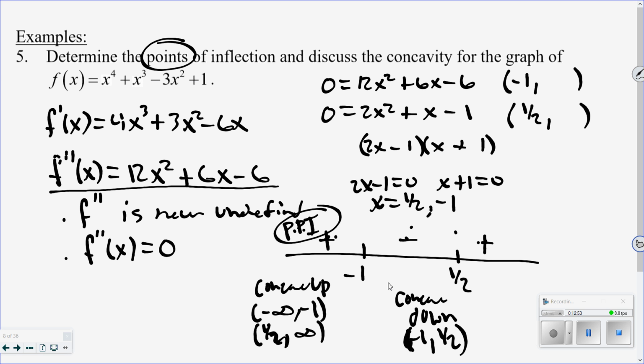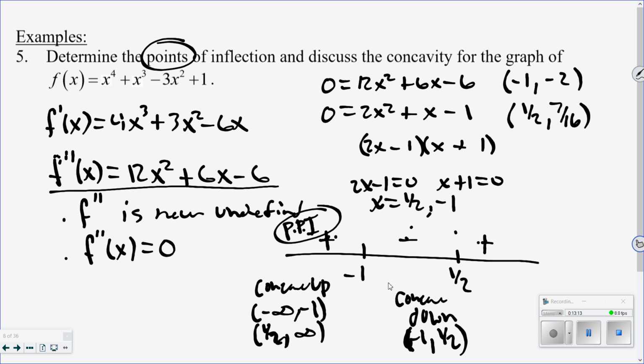Now, if I want to find the y-coordinate, I've got to plug those numbers back into the original function. So I plug -1 into the first one, I'd get 1, minus 1 is 0, minus 3 plus 1, so -2. We plug in a 1/2, and you end up with 7/16.